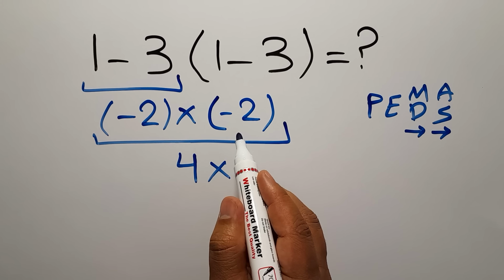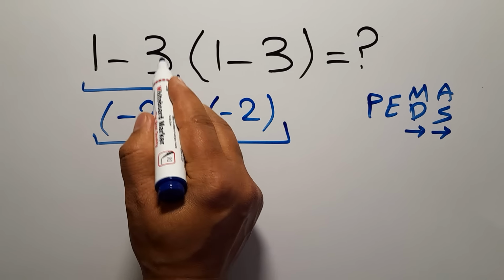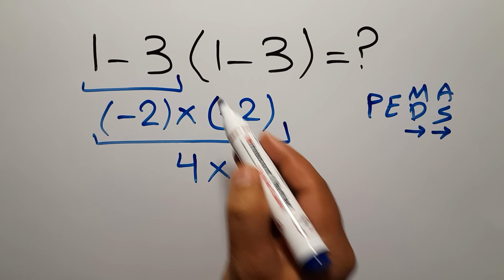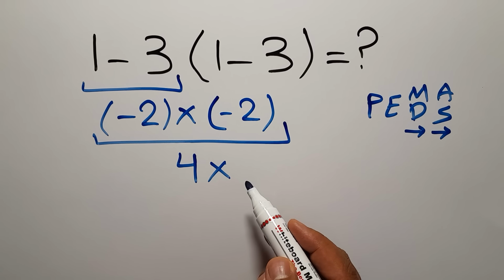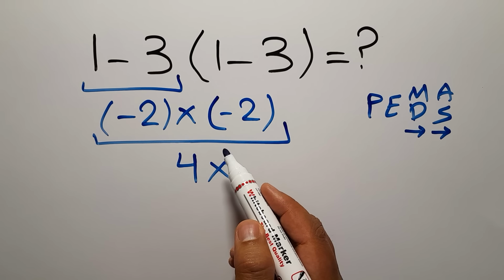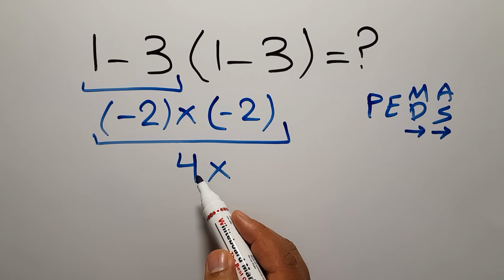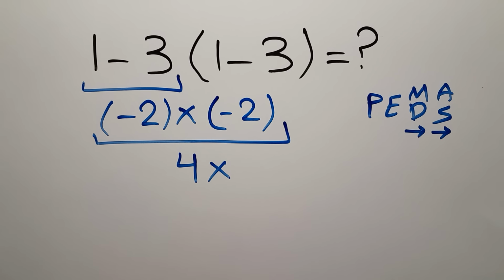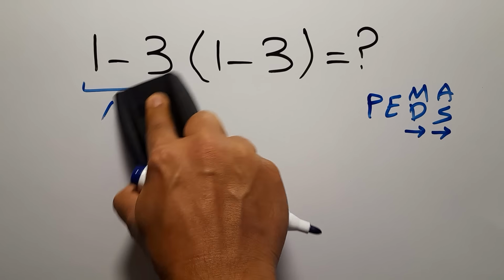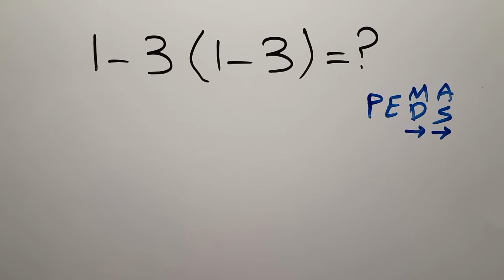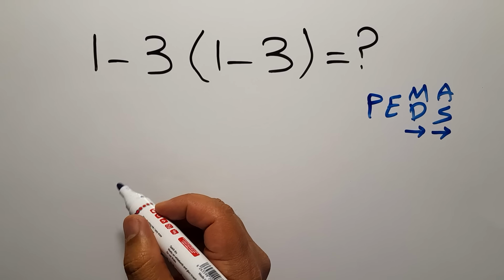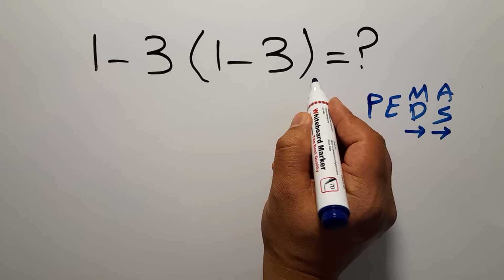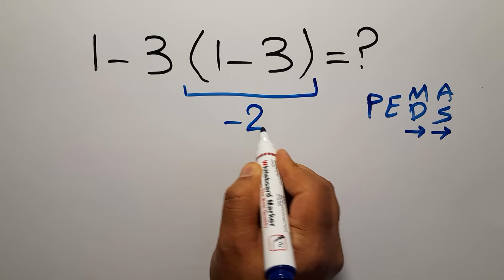Here in this expression we have one subtraction, one multiplication, and this parentheses. As I said, first we have to do parentheses, and after this parentheses we need to do this multiplication, and finally we do this subtraction. Okay, so first we have to do this parenthesis, not this subtraction. Inside this parenthesis we have 1 minus 3, which equals negative 2.